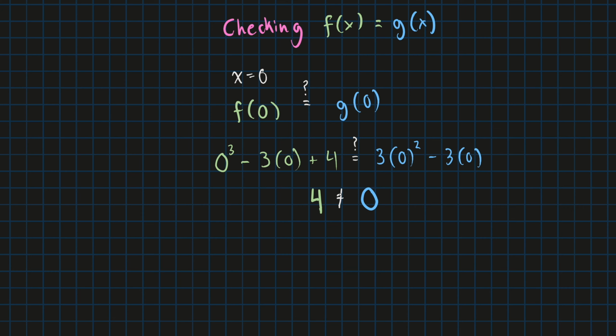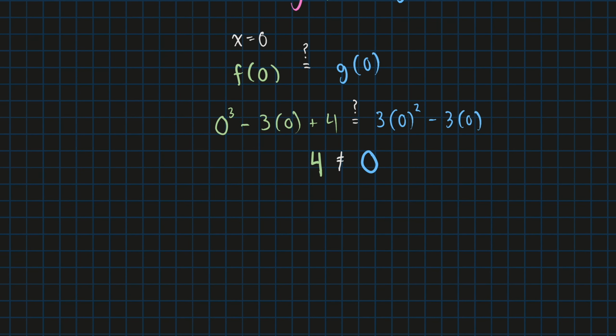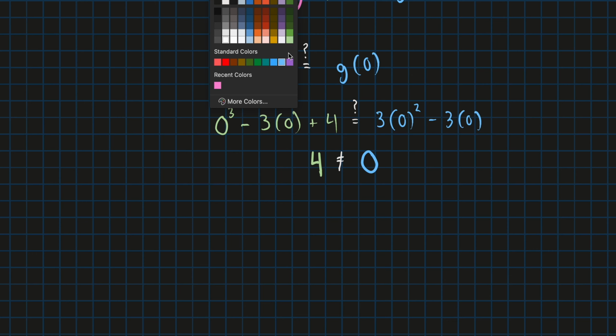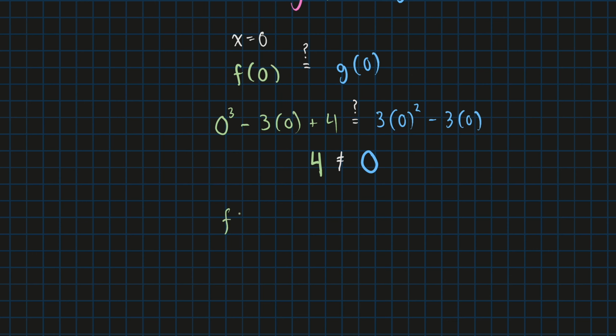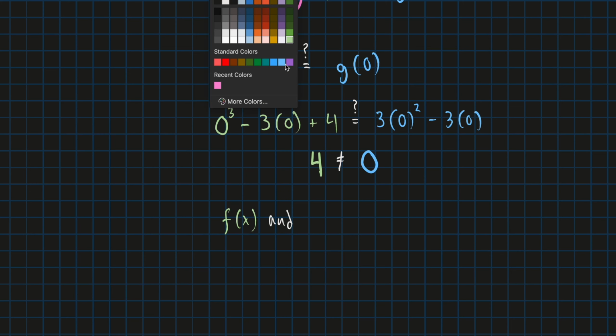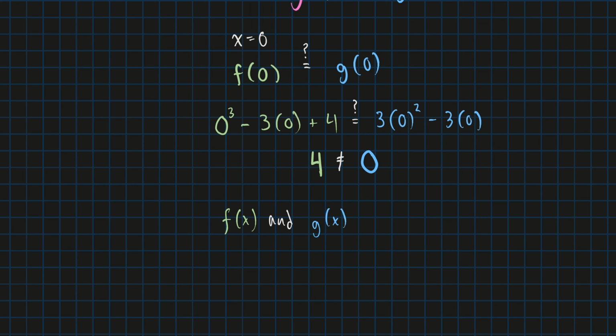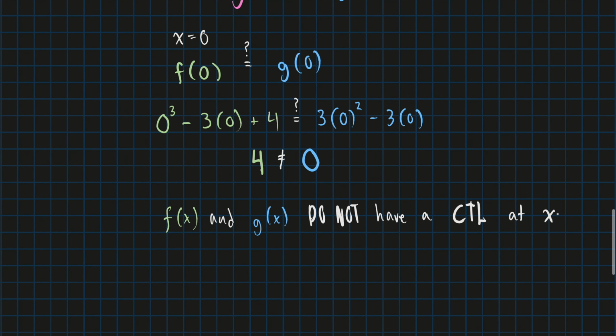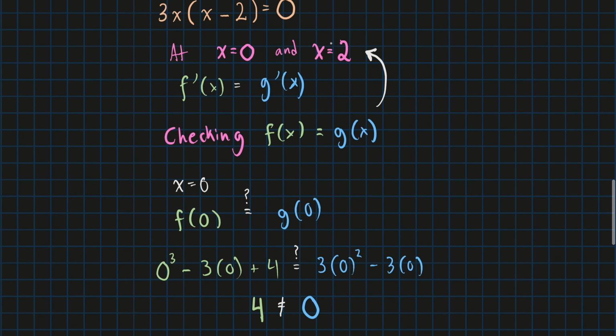Is 4 equal to 0? No. So what does this tell us? This tells us that f of x and g of x do not have a common tangent line at x equals 0. Well, we only have 1 point left, so let's hope that works.